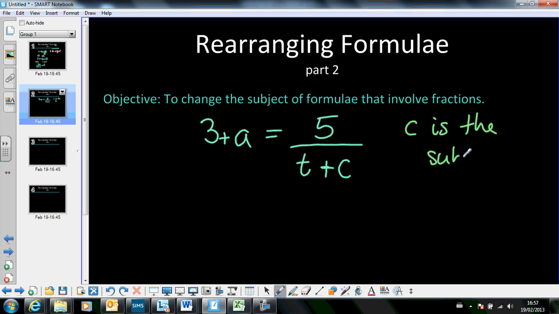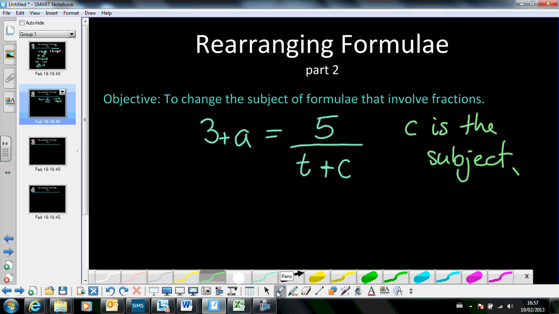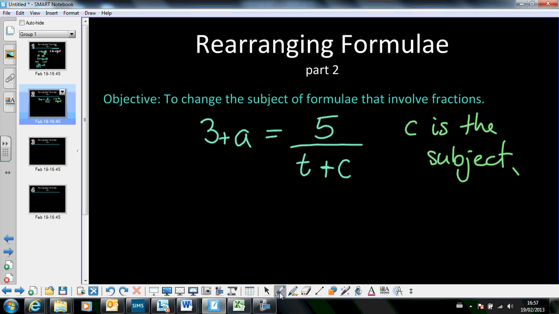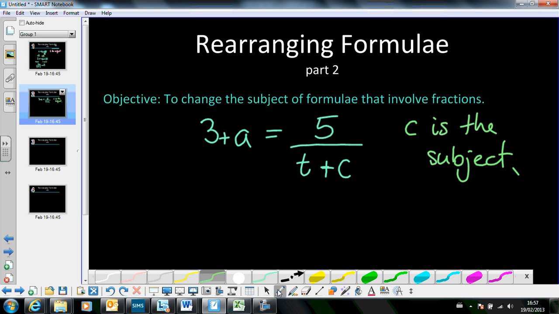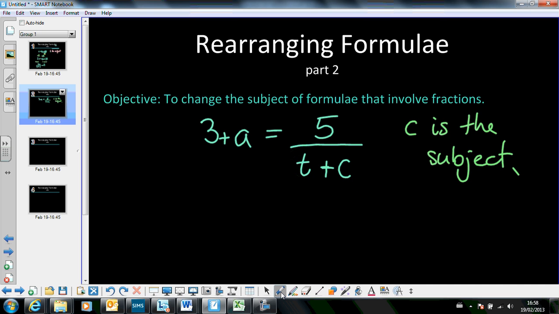Now I confess this is not a real life formula. I've just made this one up. But the reason it's useful is because we've got this denominator here, and we're going to have a quick look at what happens when we want to rearrange. Well, the first thing is anything with a denominator is going to cause us problems. So nearly always, I say nearly always because I'm just wary of giving you rules, because every rule has an exception. But nearly always we want to deal with that denominator first.